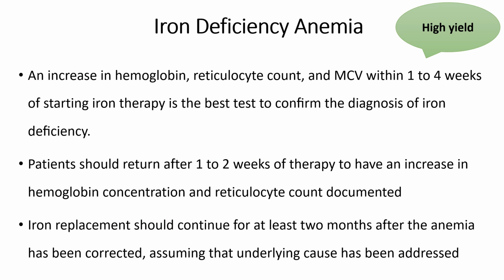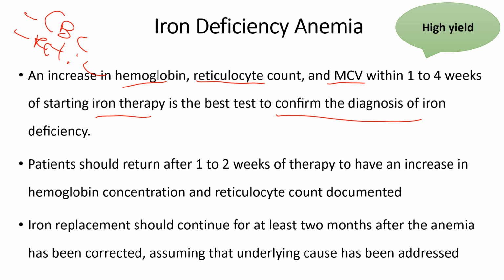What are the labs we need to order after treatment with iron? CBC and retic count. If you see in the follow-up that the hemoglobin and reticulocyte count, MCV, are increasing within 1 to 4 weeks of starting iron therapy, this is the best test to confirm the diagnosis of iron deficiency anemia. This means that we have to ask the patient to come back in 1 to 2 weeks of iron therapy, and we have to document the increase of hemoglobin and reticulocyte count.